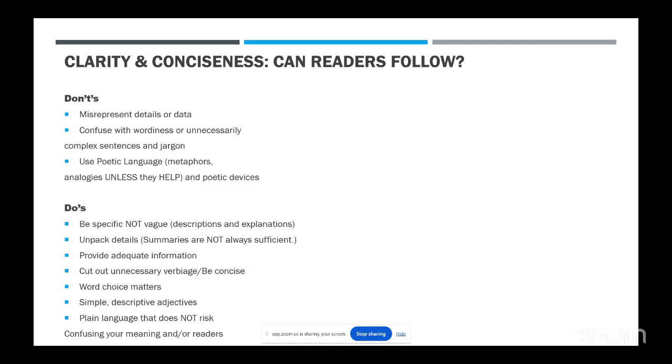Let's go back to our objective. Can readers follow what we've written? And within writing, every type of sentence is important. If you have too many of the same type of sentence, you will either what? Intimidate your readers, or you will alienate your readers.